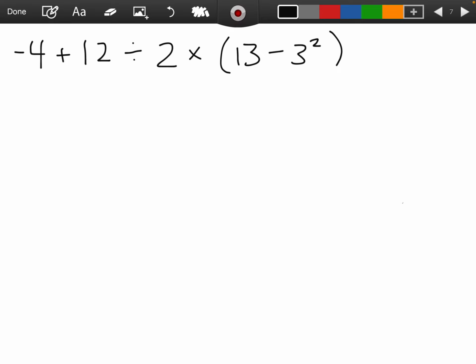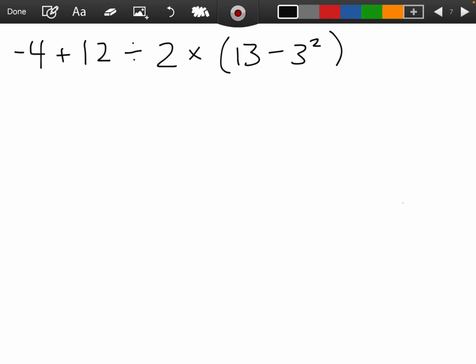Alright, so let's move on to a little bit more difficult one. We have negative 4 plus 12 divided by 2 times parentheses 13 minus 3 squared, close parentheses. So again, any parentheses or brackets? Yes, we do have parentheses. Inside the parentheses, we have to simplify. The only problem is 13 minus 3 squared, that's not easily simplified because 3 squared is not simplified.